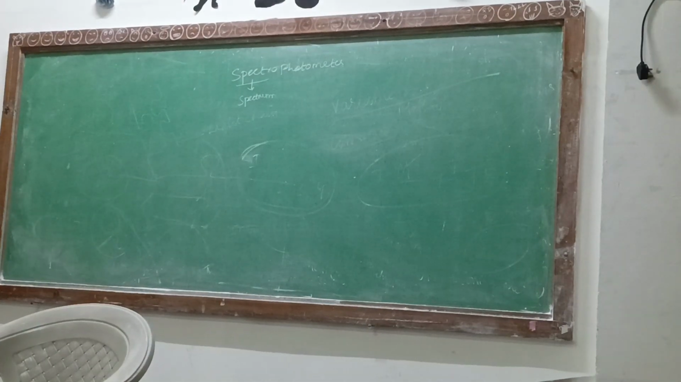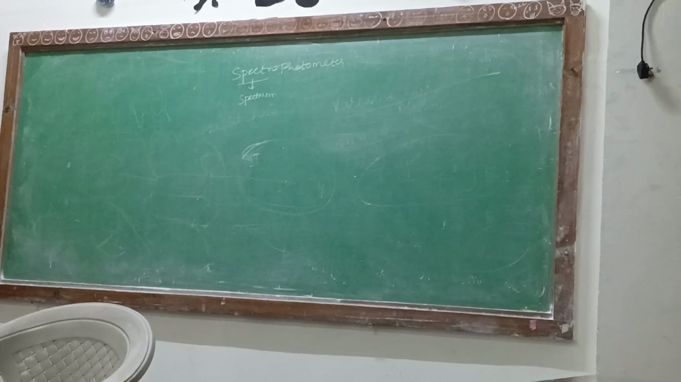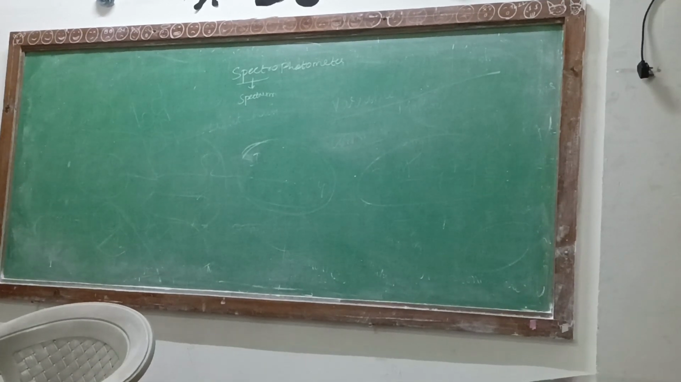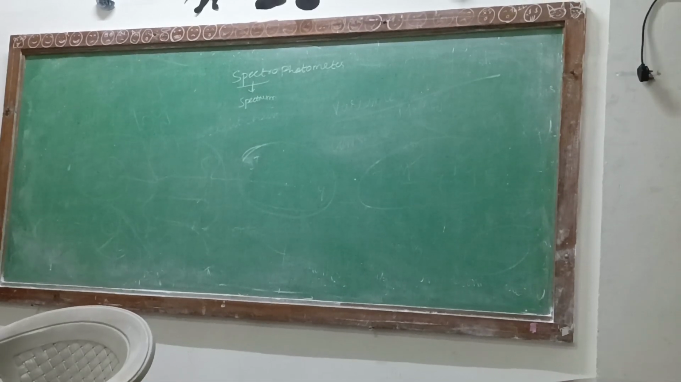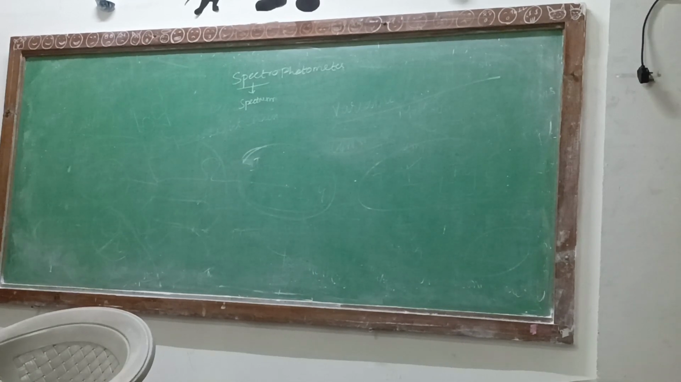As we discussed in the previous class, white light is a combination of many lights, especially in the case of visible light. So whatever white light is there can be completely separated in the case of a spectrum. So spectrum is taken first. Photometer is nothing but a readout device.